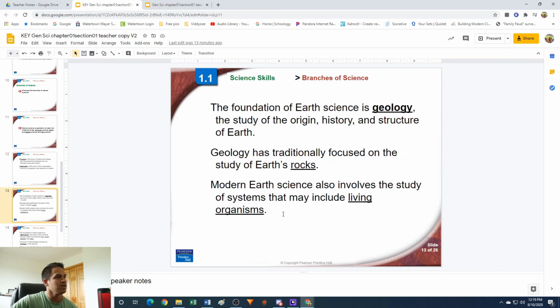So, as for Earth and space science, the main field for Earth science is geology, which is the study of the origin of the Earth, its history, and its structure. A lot of times when you think of geology, you might think of people who study rocks and minerals. But modern day Earth science also involves the study of living organisms and the different ecosystems that they live in and their habitats and stuff. So it's not just looking at rocks really anymore. It's much more encompassing.